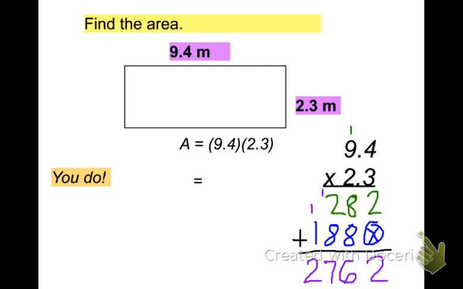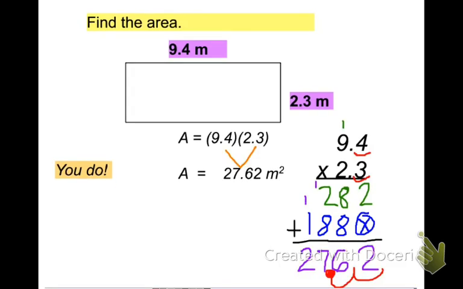and last, where should the decimal go? Since there are 2 decimal places, 2 numbers behind the decimals inside the problem, 1, 2, then we are going to move over 2 decimal places, so there are also 2 places behind the decimal for 27 and 62/100 meters squared.